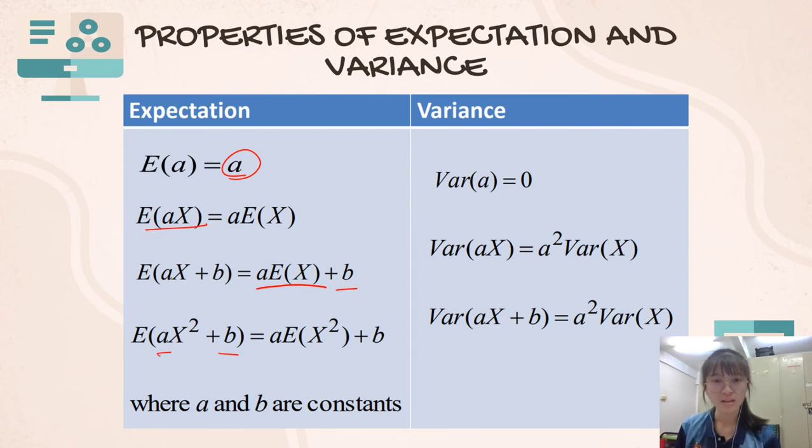For the variance, if a is a constant, Var(a) is 0. For the variance of aX, the constant a needs to be squared, so we get a squared Var(X). For the variance of aX plus b, we can just ignore the b and take out the a, because it is a constant, and we need to square it. We will get a squared Var(X).